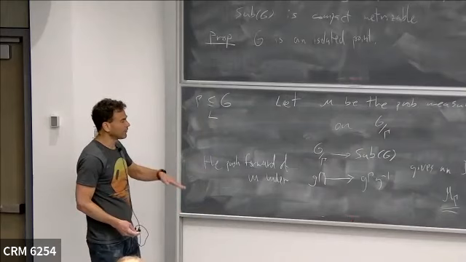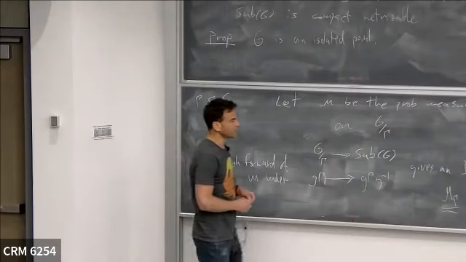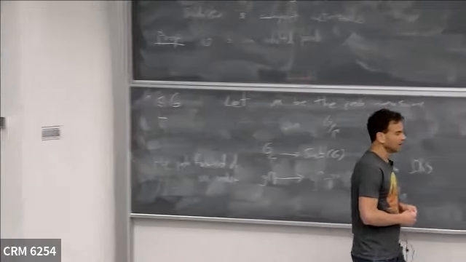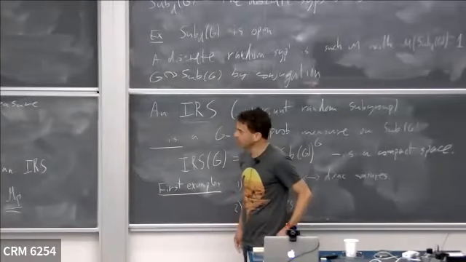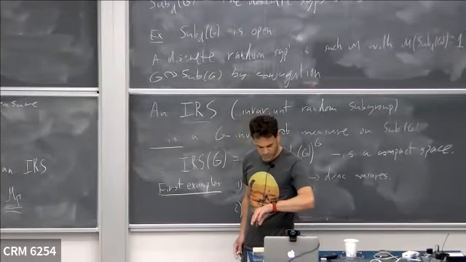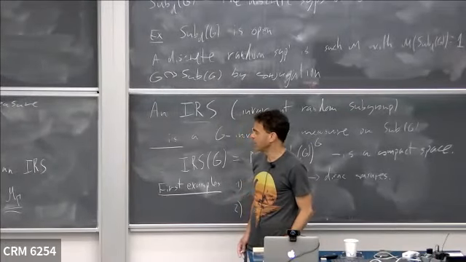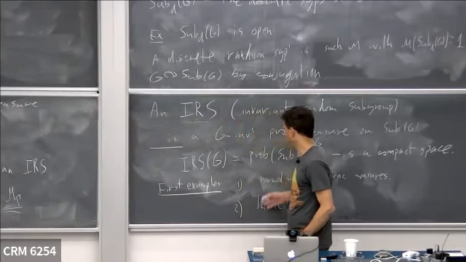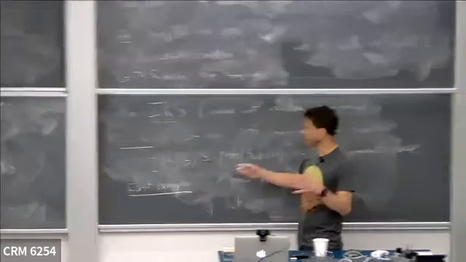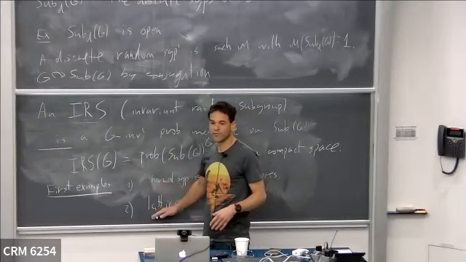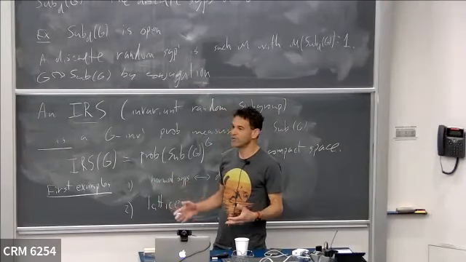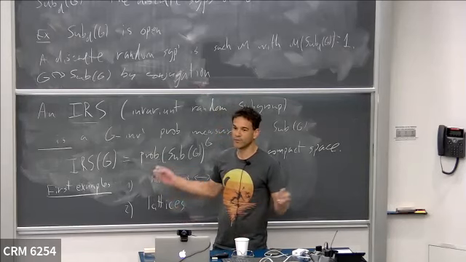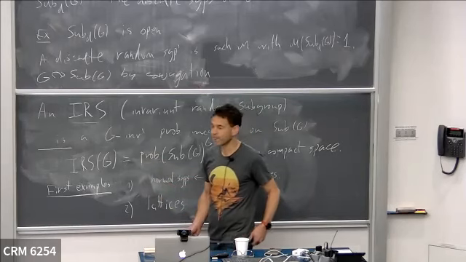So you see every lattice corresponds to an IRS. So we see an IRS is a generalization both of normal subgroups and of lattices. That's interesting because any theorem that you prove for IRSs will apply to normal subgroups and to lattices.